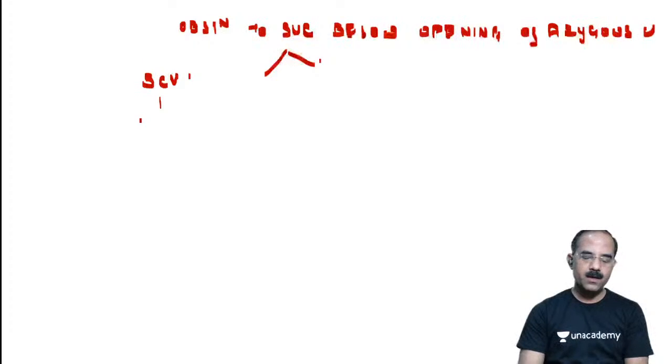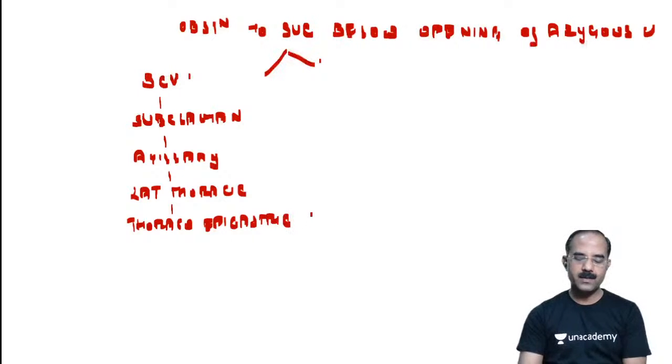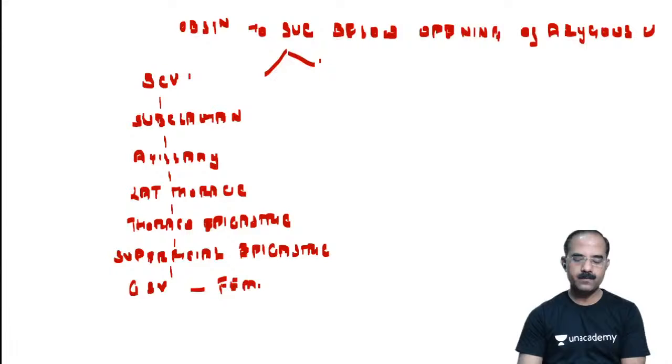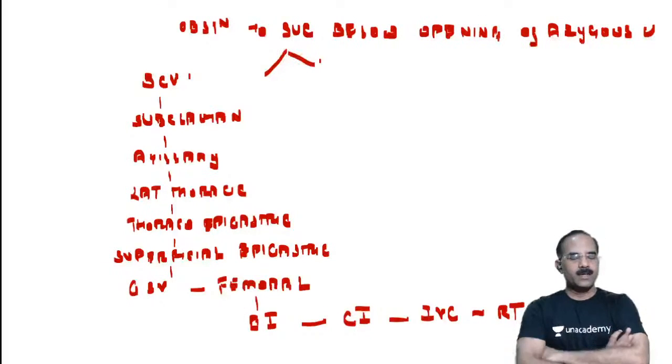Brachiocephalic vein, subclavian, axillary, lateral thoracic, thoracoepigastric, superficial epigastric, great saphenous, femoral, external iliac, common iliac, IVC, right atrium.